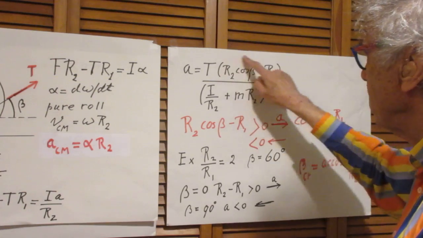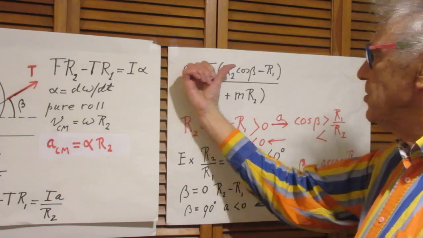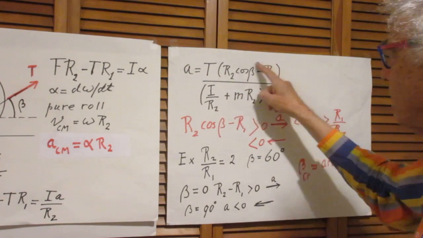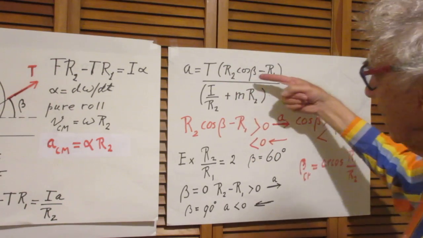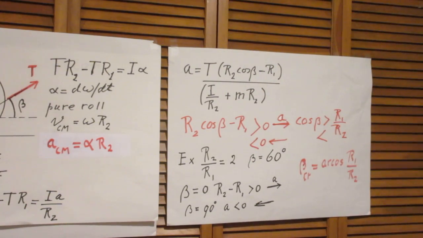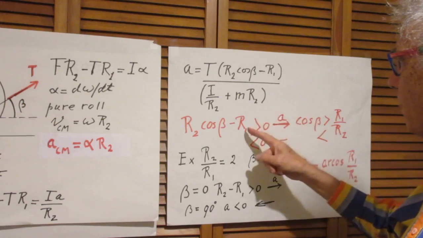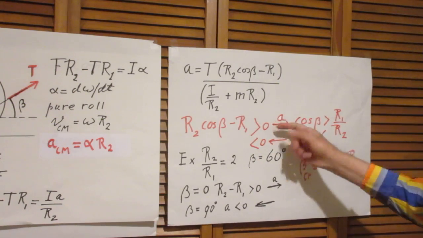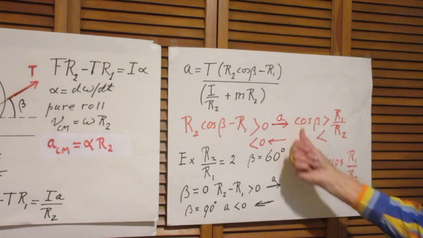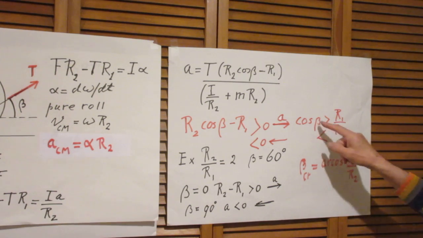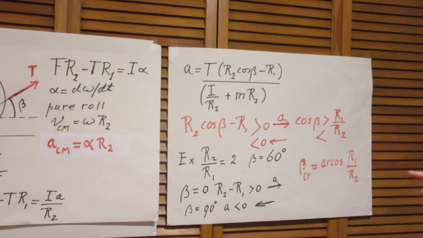If A is positive, that means if this is positive, the acceleration is in this direction, and so it will roll in this direction. If A is negative, that means this is negative, the yo-yo will roll in this direction. And so, when R2 cosine beta minus R1 is larger than 0, then this is always positive, A is in this direction, and the cosine of beta is R1 over R2. That R1 over R2, the cosine of that angle beta, is what I call the critical value for beta.